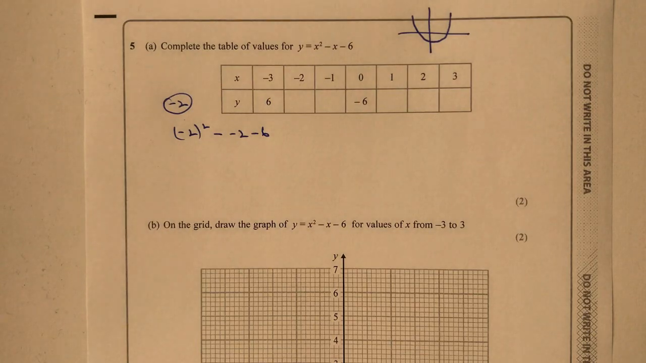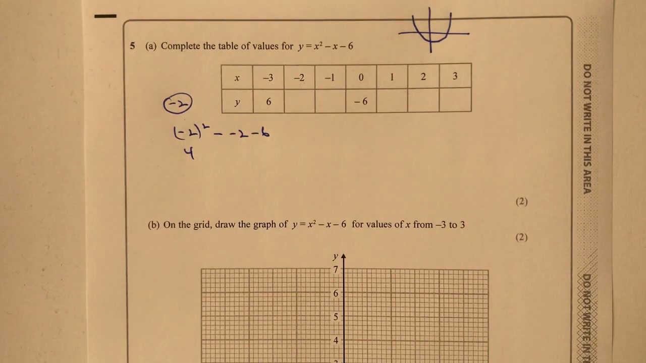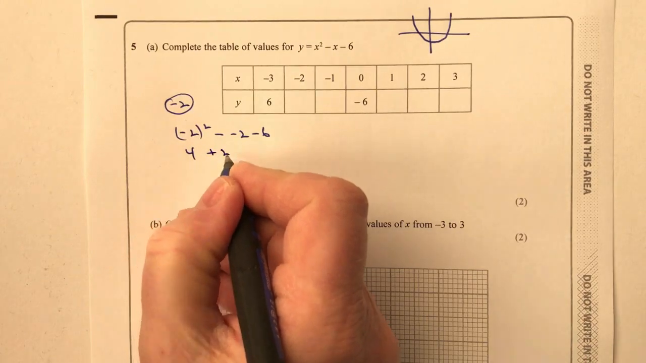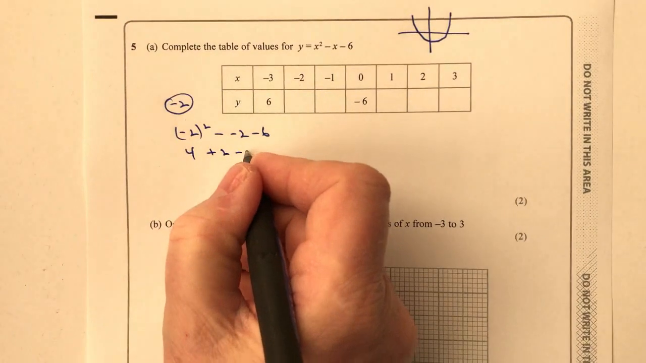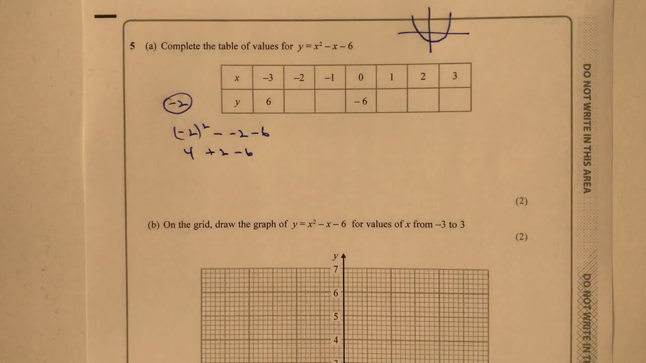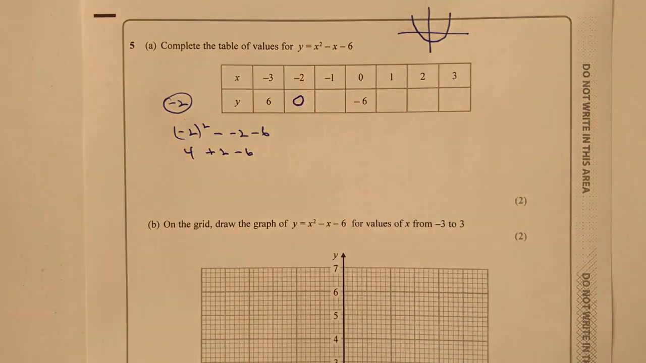Okay, so -2 squared is the same as saying -2 times -2, which is a positive, and it's going to be a positive 4. Okay, and then I've got minus -2. Well, two minuses together mean a positive. So I've got +2, and then I've got -6 at the end. So actually 4 plus 2 is 6. 6 minus 6 is going to be 0. Okay, so this would be a value of y of 0.